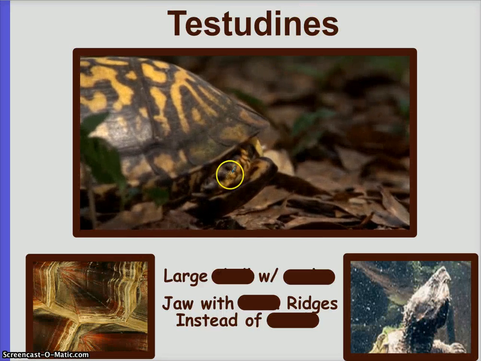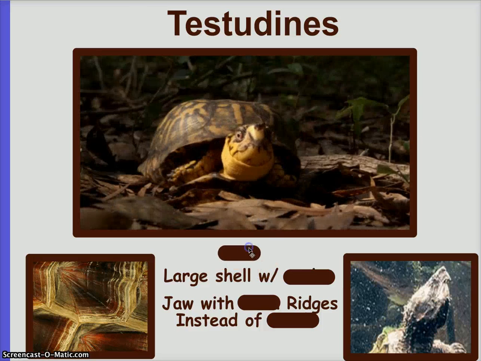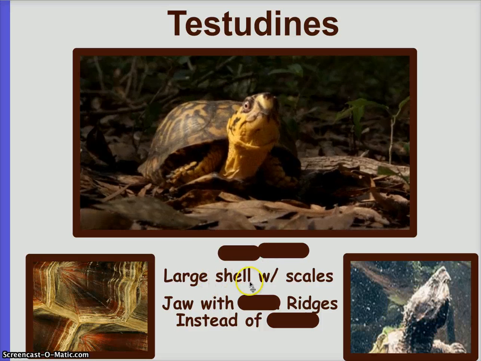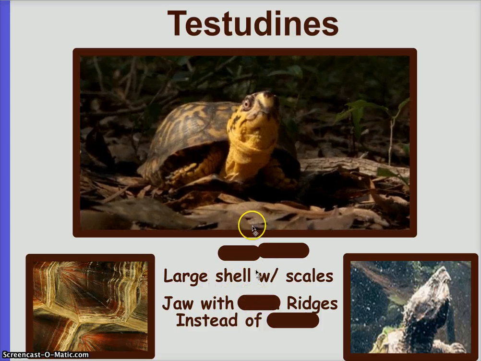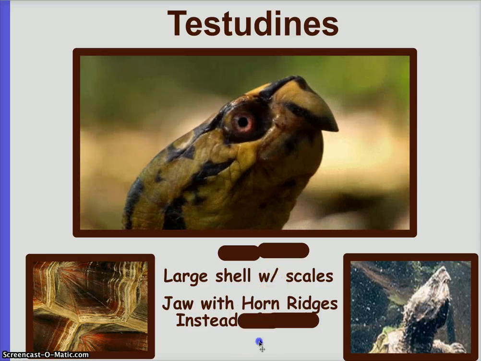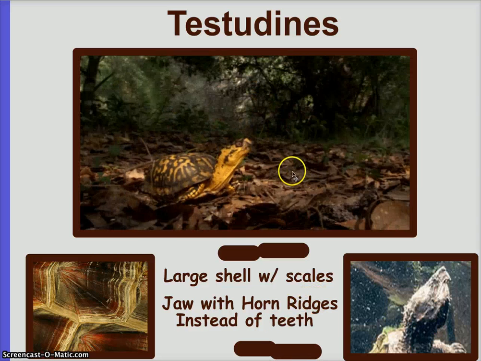This order has large shells with scales, like every other organism in the class Reptilia. Their jaw has what? You guys did a good job of saying that. Ridge. A horn ridge instead of teeth. And you see it right there in that video.